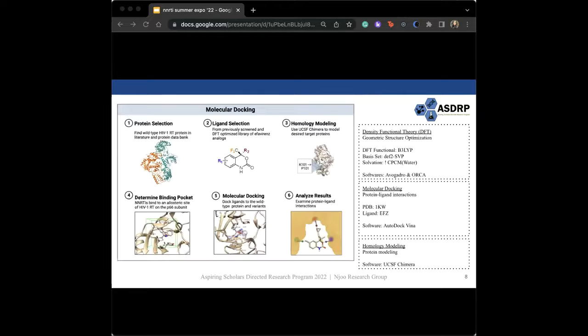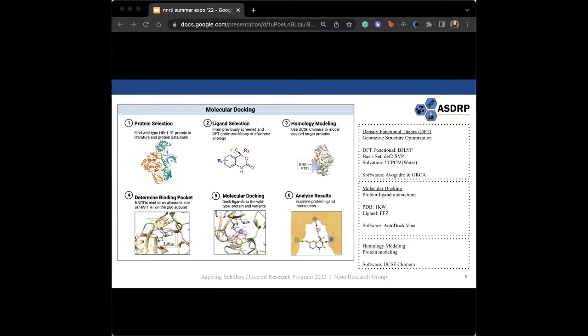I'll be going over a brief outline of our in silico study. We began by selecting the wild type HIV-RT protein from the protein bank RCSB and designing the library of our analogs. Then we used DFT, or density functional theory, to optimize the geometry and stabilize the library of analogs that we designed. And then we used Chimera to determine the binding pocket within the P66 subunit of our wild type HIV-RT. And then we docked the ligand into our protein using AutoDock Vina.